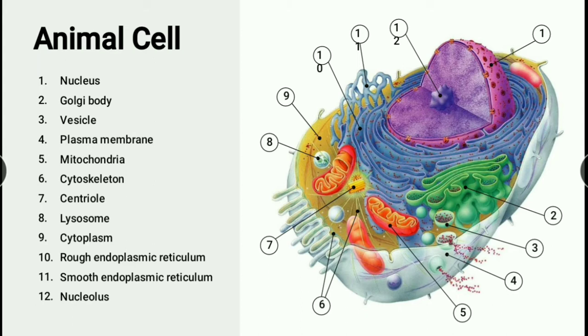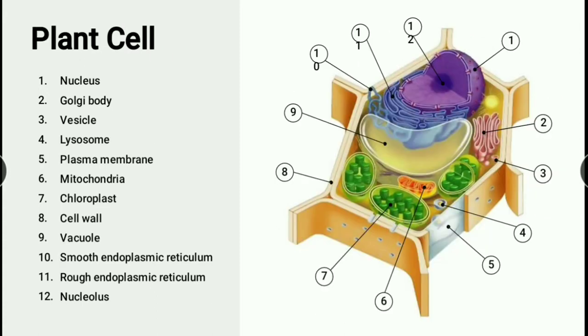In the animal cell you will get to see only small vacuoles, but in the plant cell you can see a big vacuole. See, this is a big vacuole. Vacuole means empty space. Sometimes the vacuole will store food, and then it becomes a food vacuole, as you have seen in amoeba also. So vacuole means empty space.